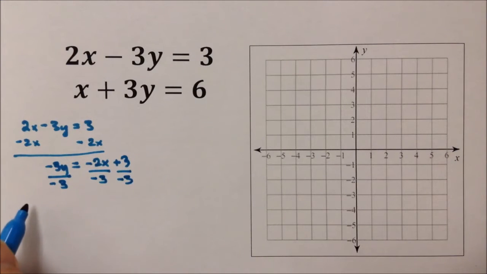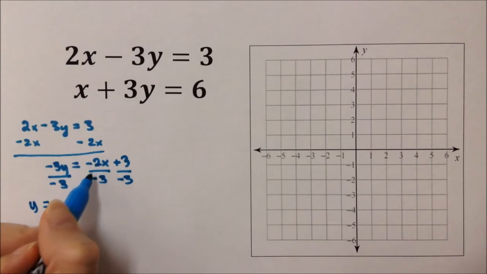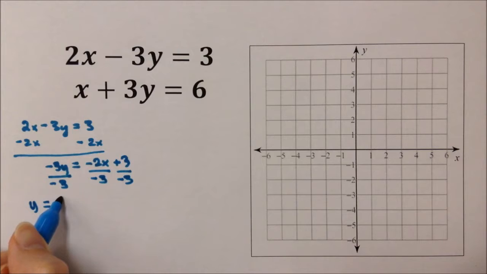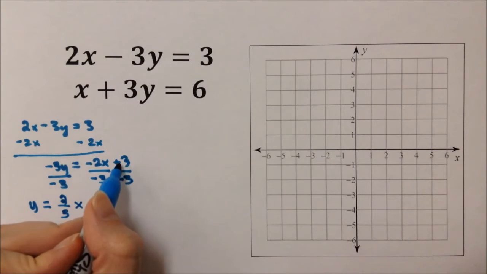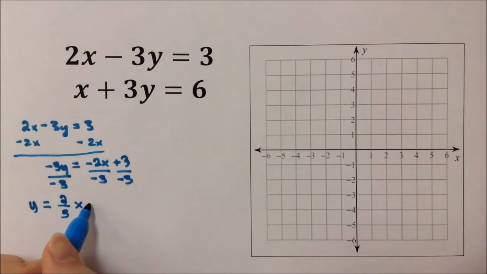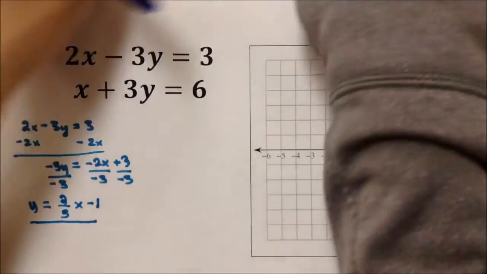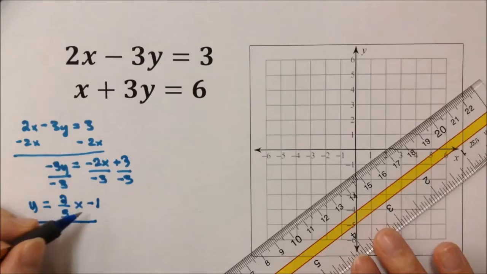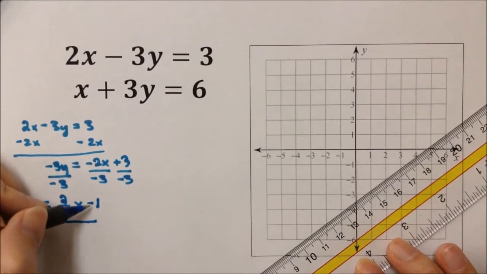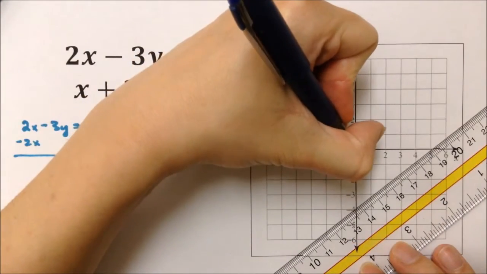When I do that, I'm going to have y equal negative 2 divided by negative 3, which just becomes a positive 2 over 3x. Positive 3 divided by negative 3 would simply become negative 1. So here is our slope-intercept form: y equals 2 over 3x minus 1. And let's graph that. So our y-intercept is at 0, negative 1, which is right here.